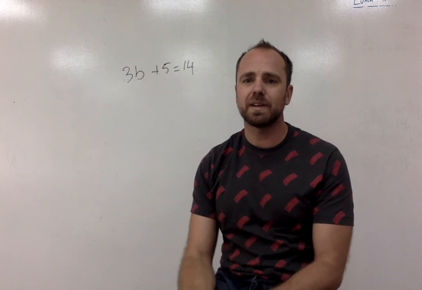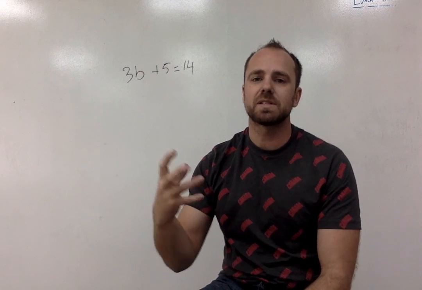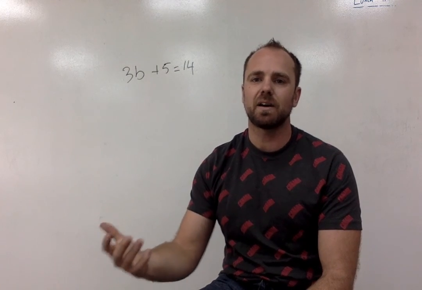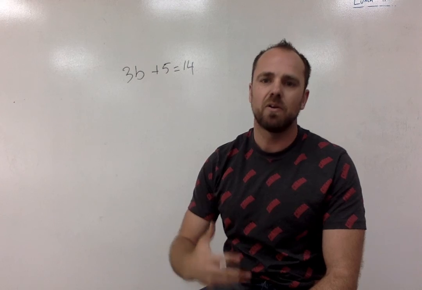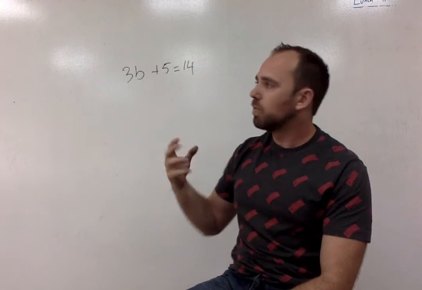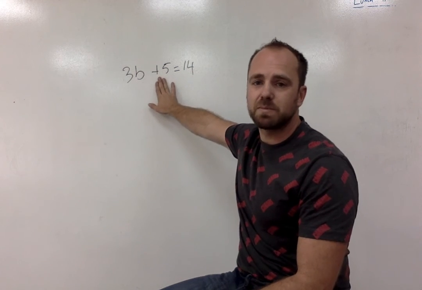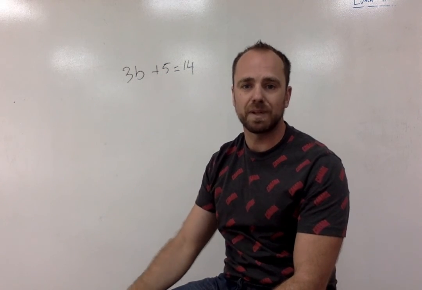Okay, so when we have an example similar to this one, what are we trying to do? We're essentially trying to isolate our variable b. We're not trying to figure out what 3b is, or 7b, or 5b. We just want 1b. So we have to get rid of this plus 5, and we have to get rid of the fact that it's multiplied 3 times.